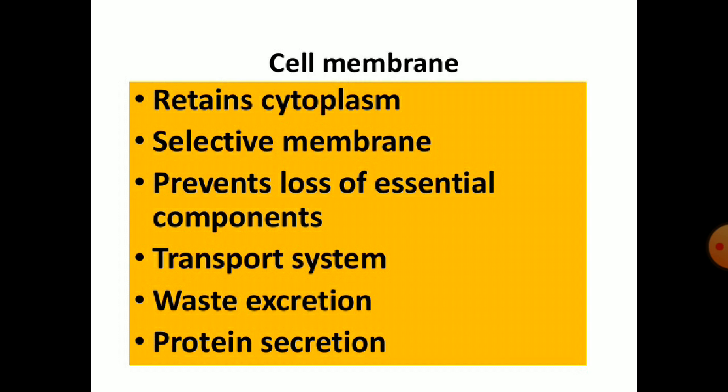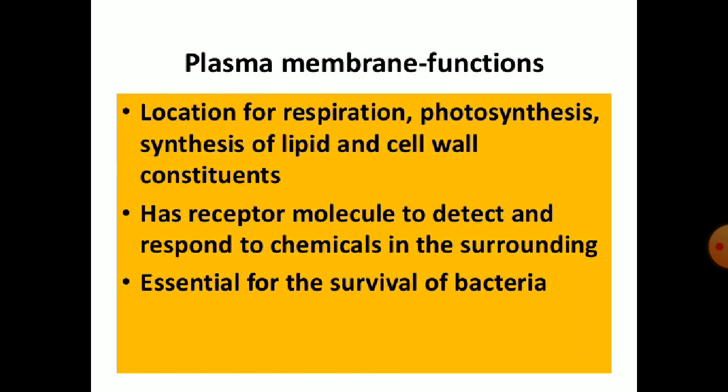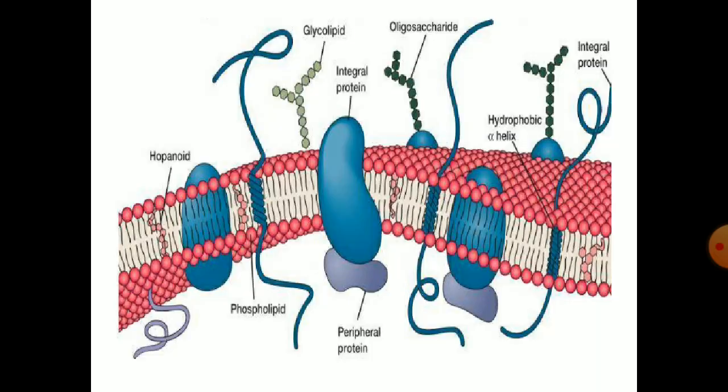Cell membrane: retains cytoplasm, is a selective membrane, and prevents the loss of essential components. Functions include transport systems, waste excretion, and protein secretion. Plasma membrane functions: location for respiration, photosynthesis, and synthesis of lipids and cell wall constituents. It has receptor molecules to detect and respond to chemicals in the surroundings, essential for the survival of the bacteria.